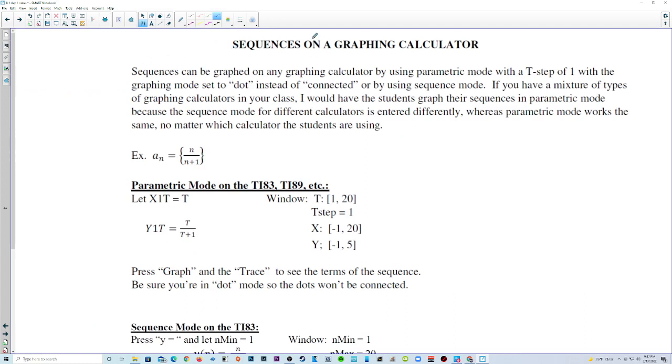Sequences can be graphed on any graphing calculator by using parametric mode. So let's graph these. Let me grab the calculator.